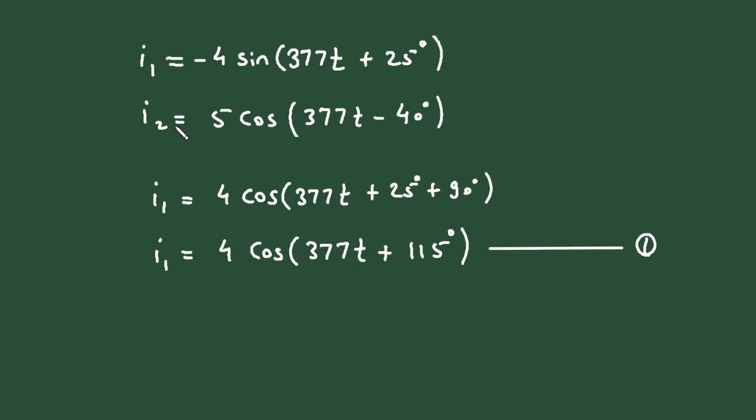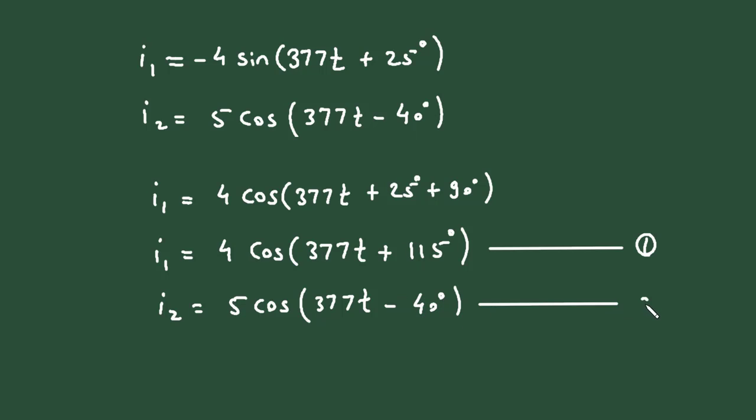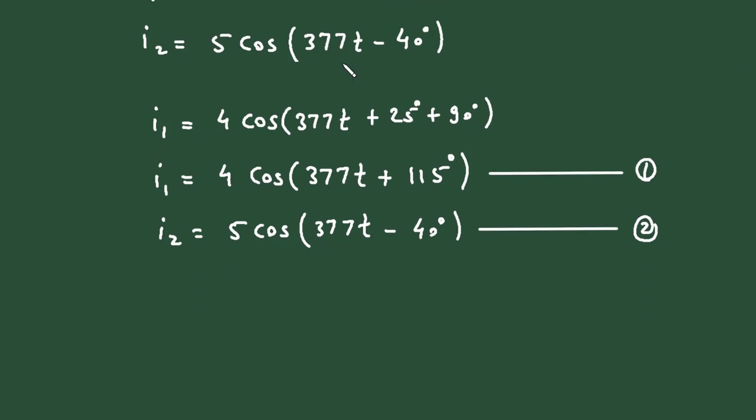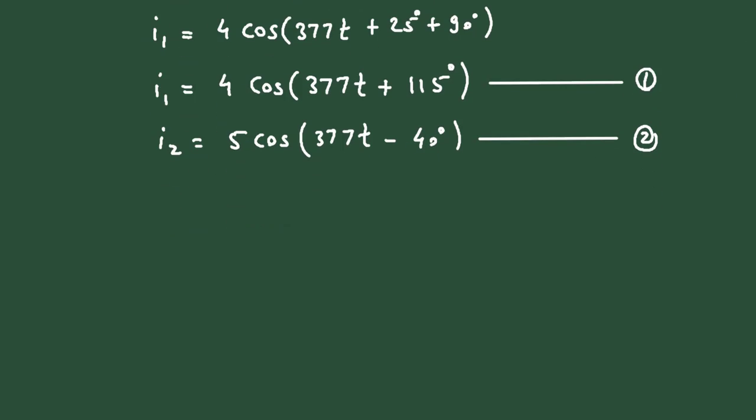Now next is I2. So I2 is equal to 5 cos 377t minus 40 degree. Let's say this is equation number 2. We don't need to change this I2 because it is already in positive cosine form. So we don't need to change this. Now let's draw a graph.